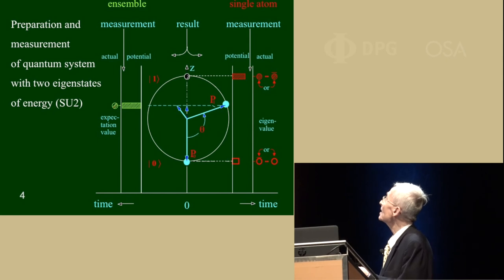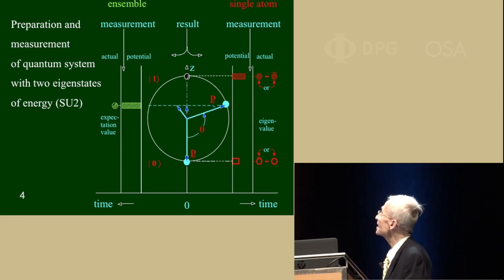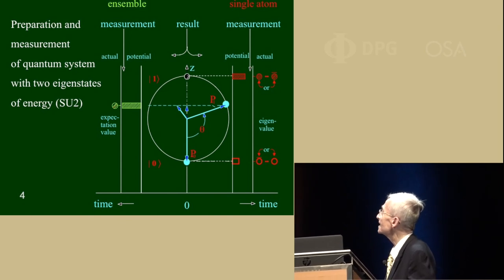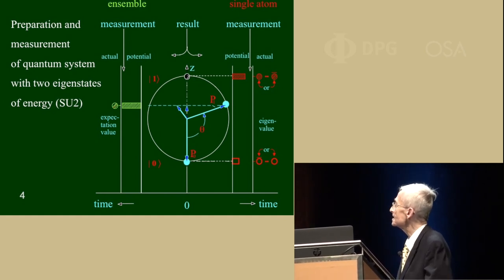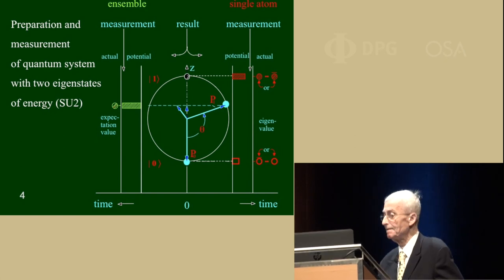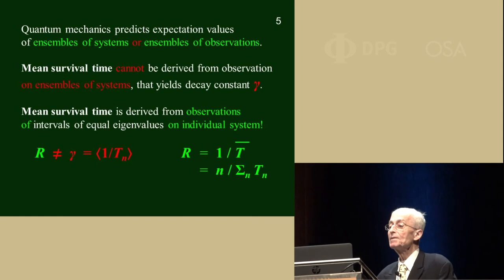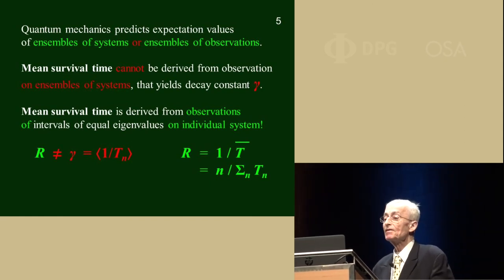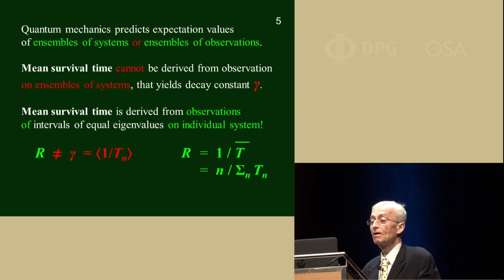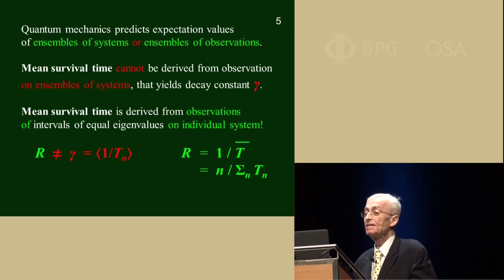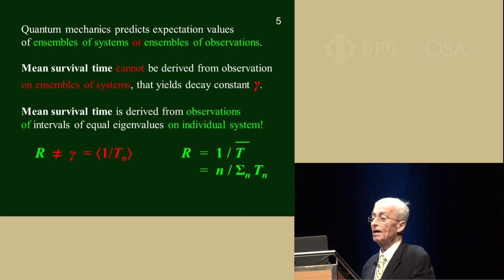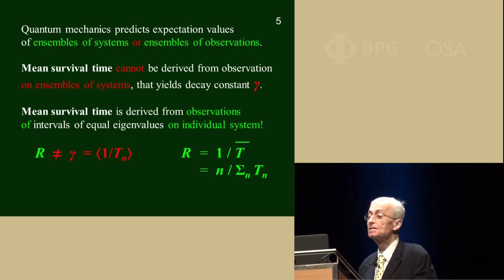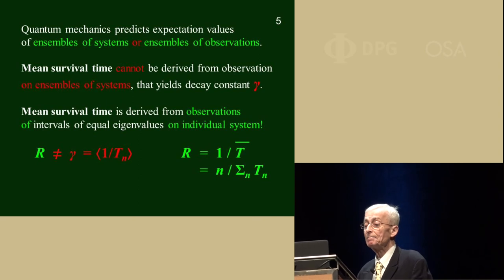Whereas with a single atom, we measure either that we find it in the excited state and not in the ground state, or vice versa, in the ground state and not in the excited state. So this gives rise to quantum measurement, but not this one. Quantum mechanics predicts expectation values of ensembles of systems or of ensembles of observations. The mean survival time, now this is important, cannot be derived from observation on ensembles of systems. That yields the decay constant gamma, but not the survival time.